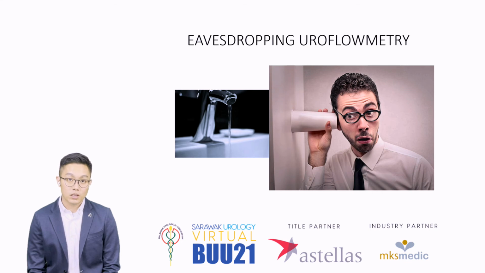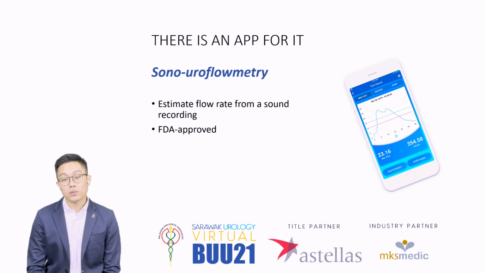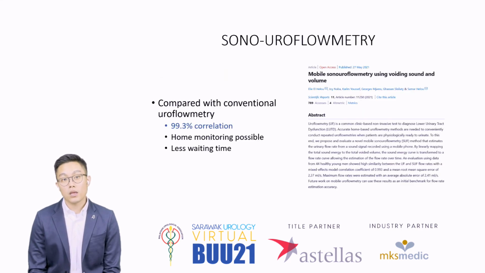That's another way. But of course, it's quite unnatural for a doctor to be trying to eavesdrop when the patient is passing urine. So what you can do is there's actually an app, what we call a sonar uroflowmetry. They estimate the flow rate from the sound recording using a mobile phone. And this is actually FDA approved. It's just that you have to pay for it if you want to use it consistently in your clinic for your patients. It has been shown, when compared to conventional uroflowmetry, to have a 99.3% correlation.